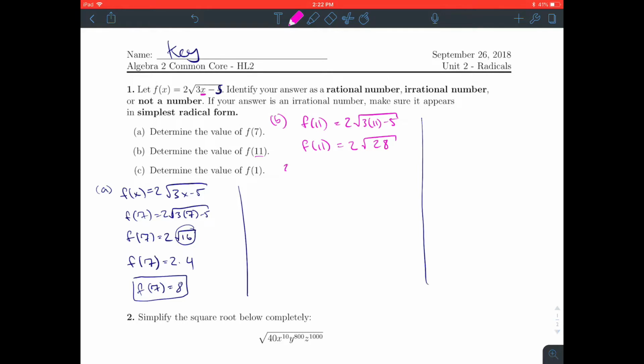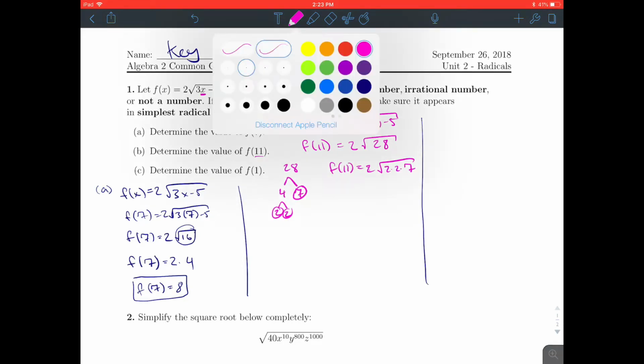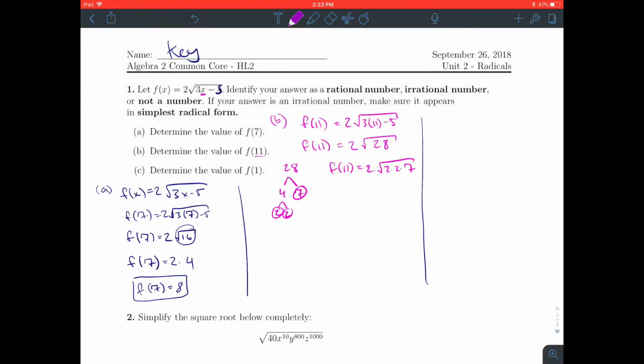Square root of 28: 28 is not a perfect square, so we have to use a factor tree to break down 28 into 4 and 7, which becomes 2 times 2 times 7. So f of 11 is equal to 2 square root of 2 times 2 times 7. Now that we've broken this down into prime factors, we're trying to find twins, and we've got a pair of 2's, so 1 2 is going to escape, 1 2 dies, and we get f of 11 is equal to the 2 that escaped times this 2 is 4 root 7.